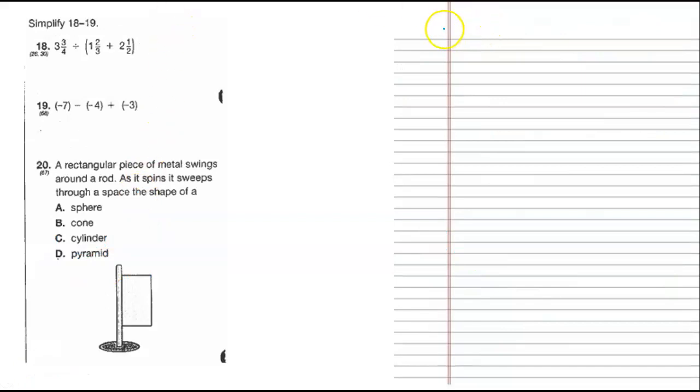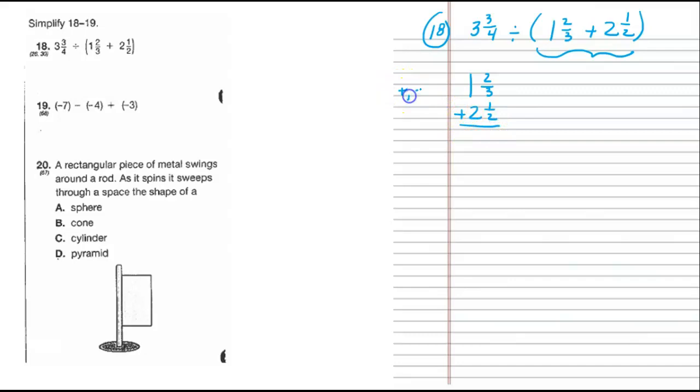Okay, ooh, fun. 18. We have 3 3/4 divided by 1 2/3. Is that plus 2 1/2? I'm going to go with plus. So I have to do this first: 1 2/3 plus 2 1/2. When I'm adding or subtracting, I need a common denominator. Okay, so I'm going to use 6.